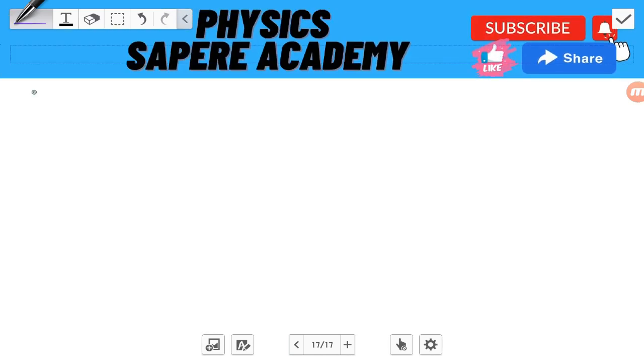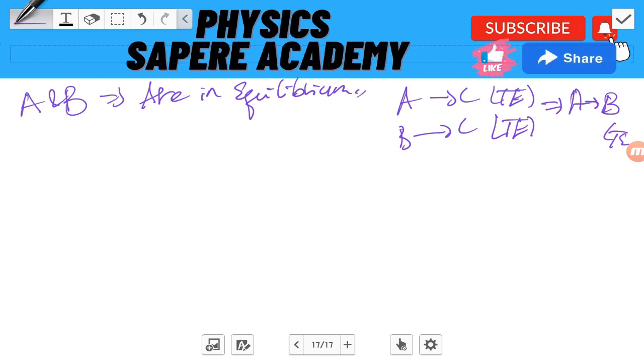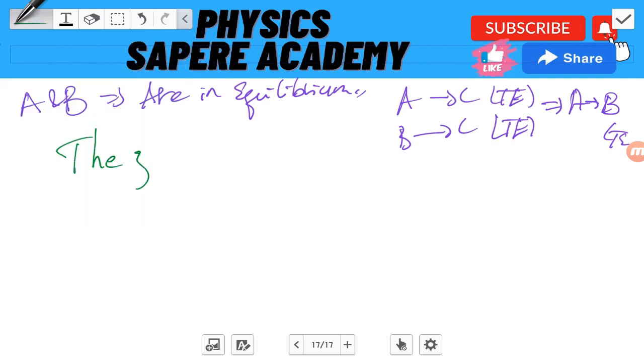Now, this implies that body A and body B are in thermal equilibrium. Because body A and body C were in thermal equilibrium, and body B and body C were in thermal equilibrium, this implies that body A is in thermal equilibrium with body B. ከዚህ we can derive the zeroth law of thermodynamics. So the zeroth law of thermodynamics ከዚህ ነው የመጣው.